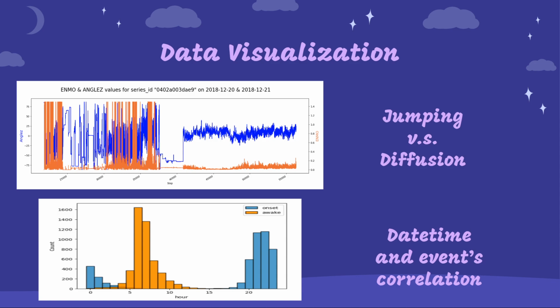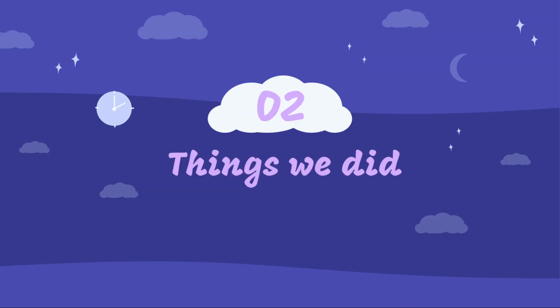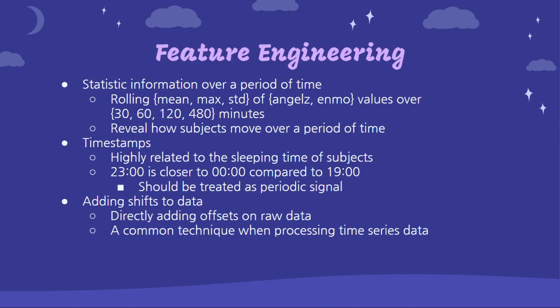Secondly, we found that daytime data is also related to event type. In the lower figure, blue is the occurrence of onset, and orange is awake. We found that onset and awake often occur at specific times, so we want to utilize the relationship in our model. Next are the things we did.